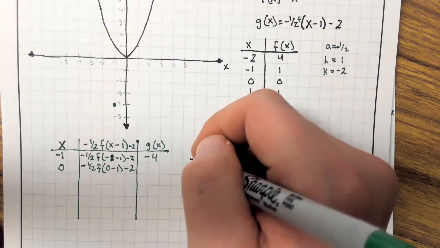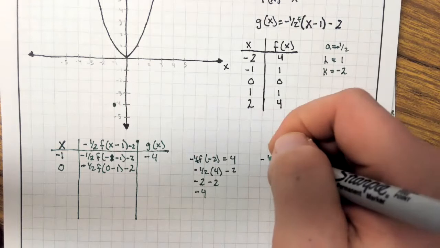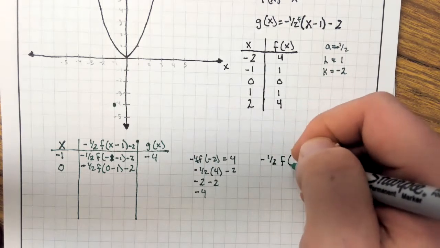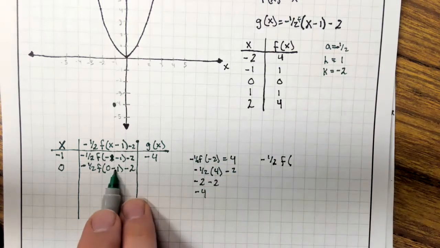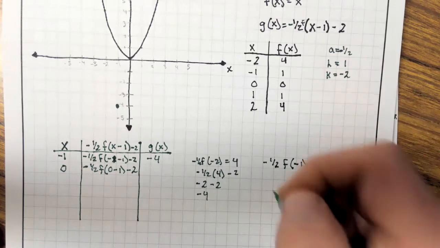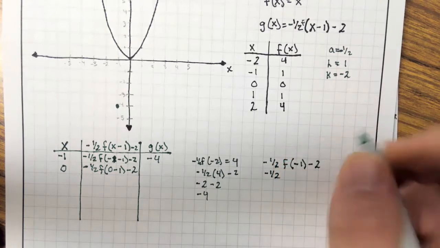I forgot to write -1/2. Whoops. All right, so I've got -1/2 times f of, well, 0 minus 1 is -1. And I still have that -2, the k value, off to the end.